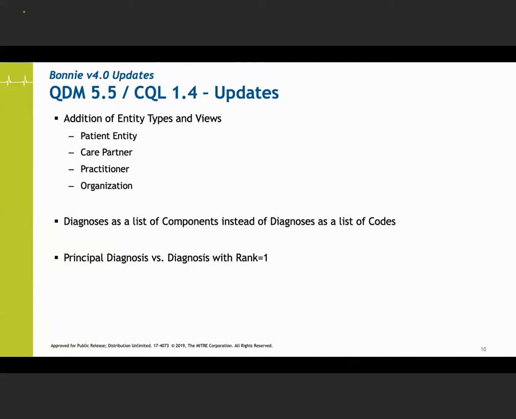As I mentioned earlier, Bonnie has been updated to support QDM 5.5, which means we've added support for the entity types, and it's been updated to support SQL 1.4 as well. Two other changes associated with QDM 5.5: diagnosis has been changed. So diagnoses is now a list of components instead of a list of codes. And then principal diagnosis is no longer part of QDM, and it's represented by a diagnosis with rank 1. And rank is a new field on diagnosis.